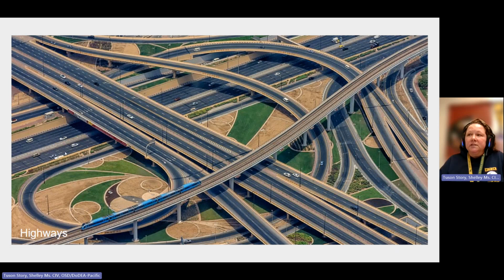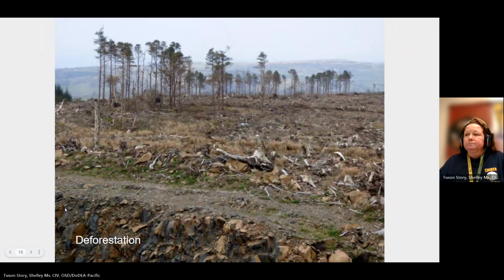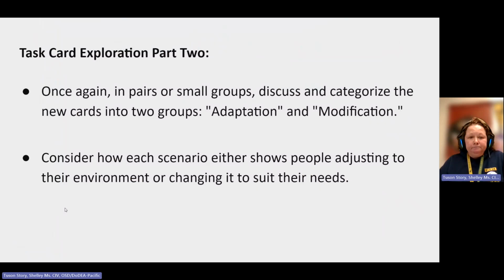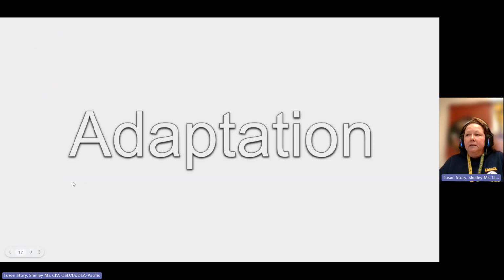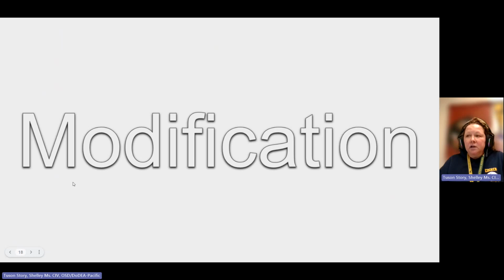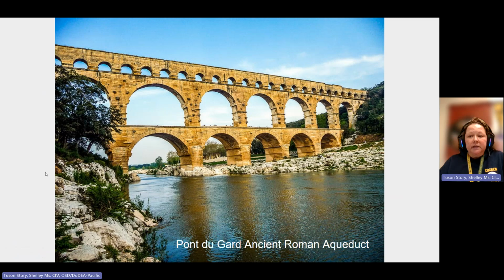So you'll go through these and the kids will do these task cards. This shouldn't take very long. And then you will move into part 2. Once again, you can put them in pairs, small groups, whatever is convenient for you. I gave you the adaptation and modification card again. And then here is where it fits into the classical civilizations unit.